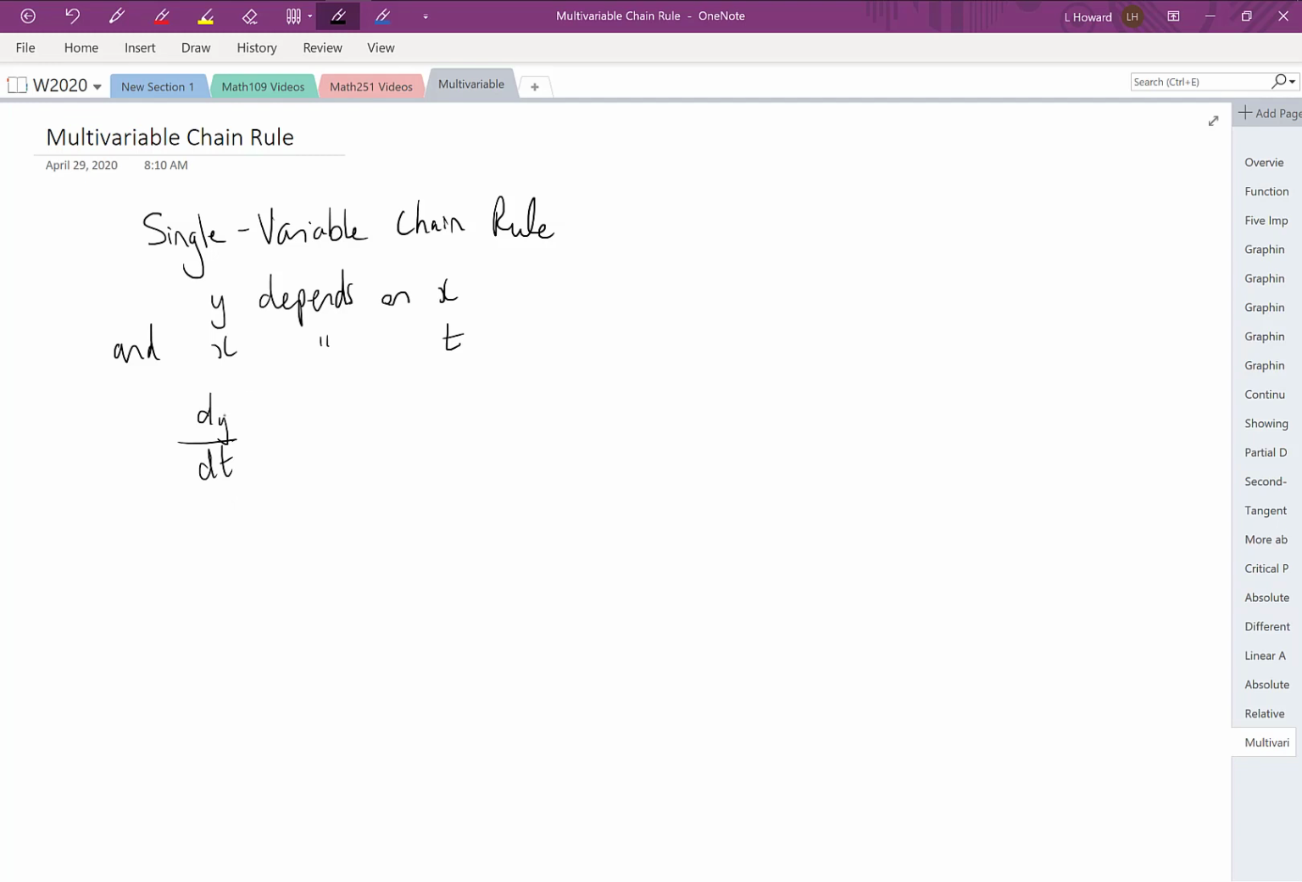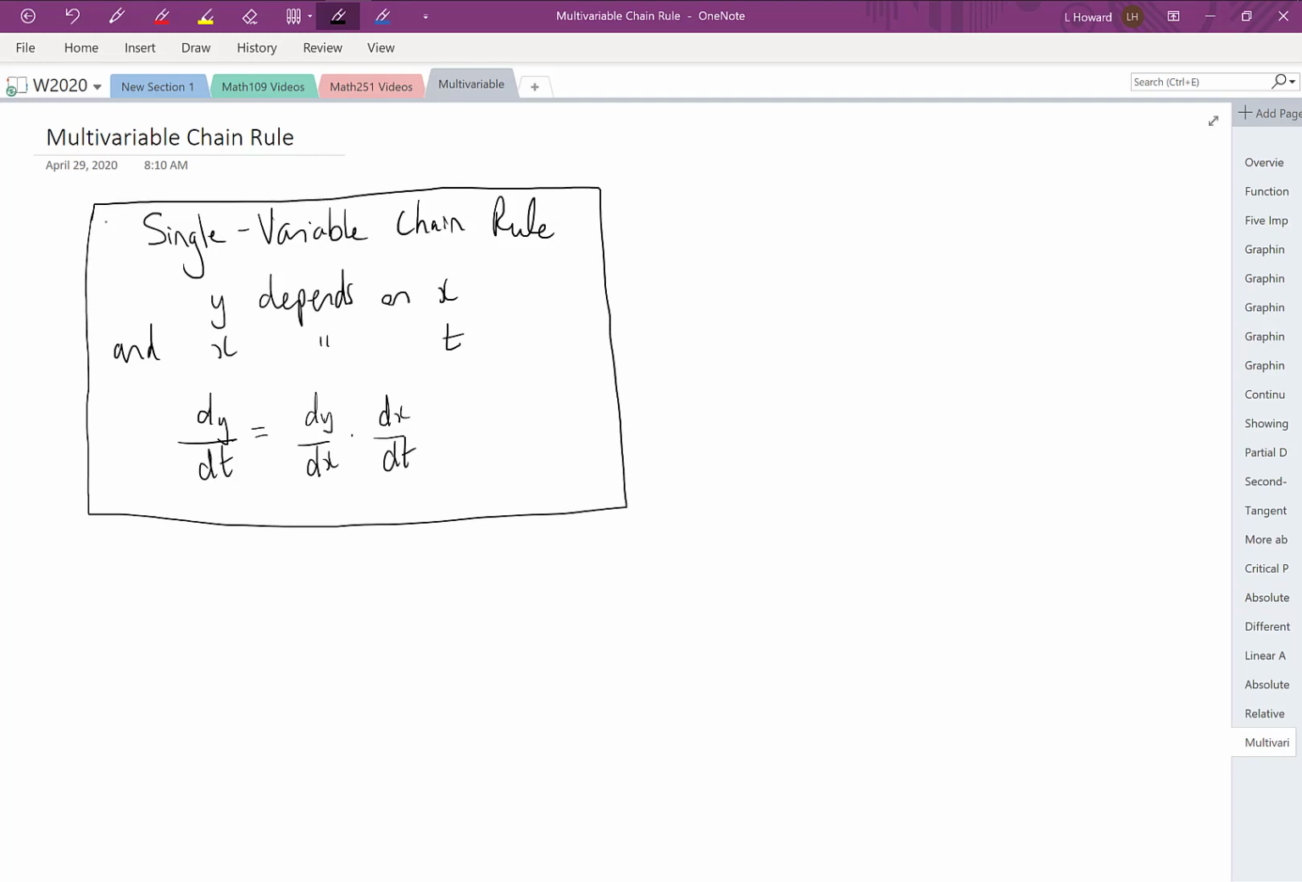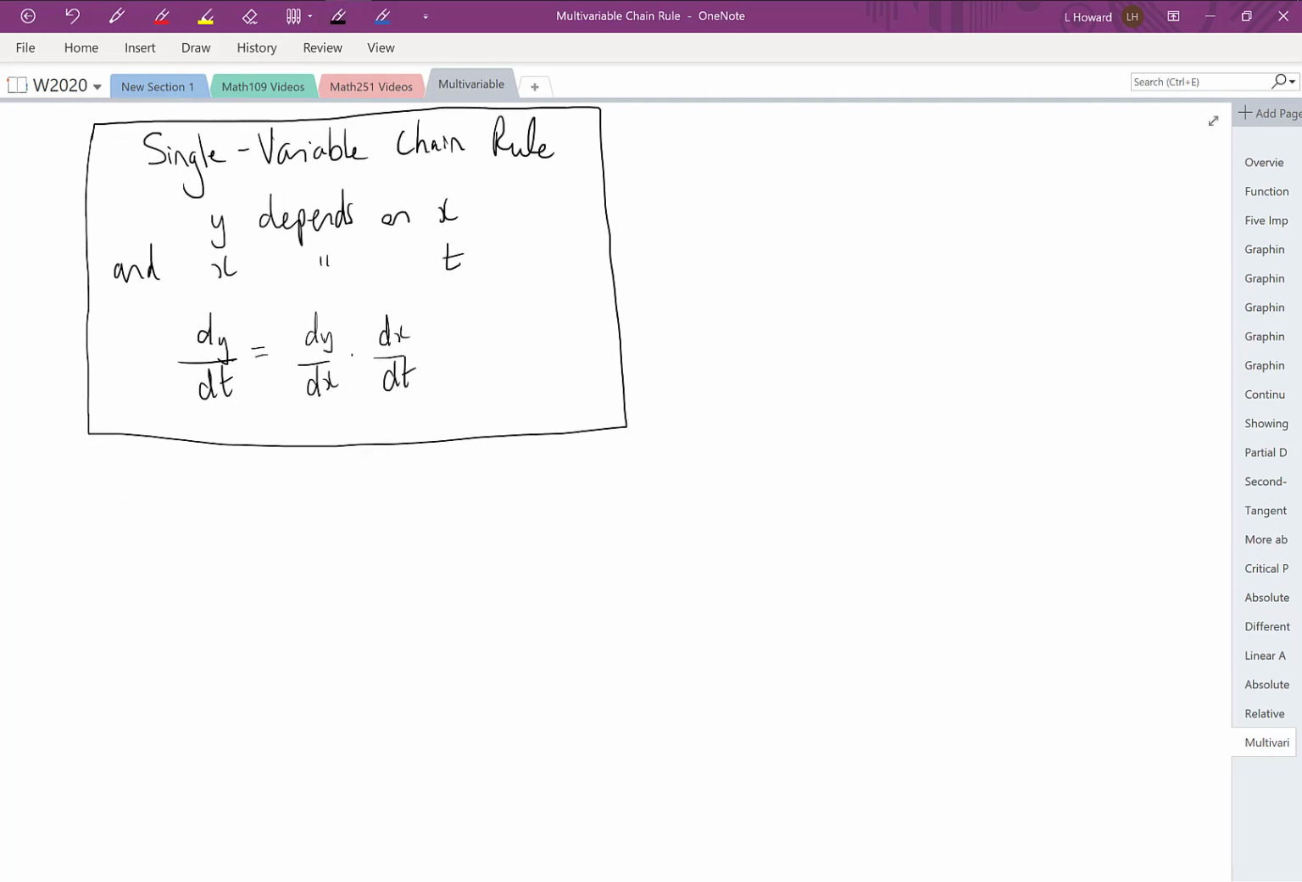Let's say we want to figure out how y is changing over time, or the rate of change of y with respect to time. And we learned in our first calculus course that to get dy by dt, we're going to take dy by dx, and multiply that by dx by dt. So that's our single variable chain rule. We're now going to extend that to situations where we have more variables coming into play. Let's try an example.